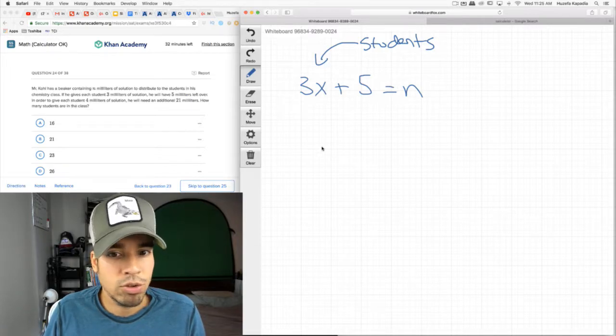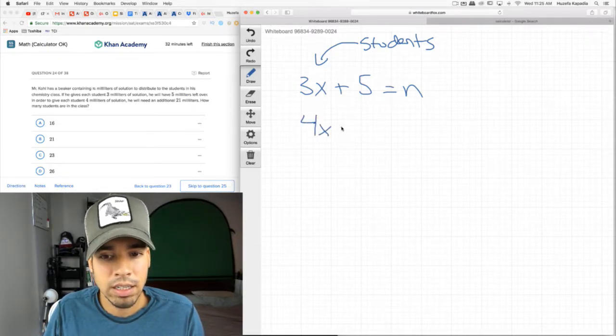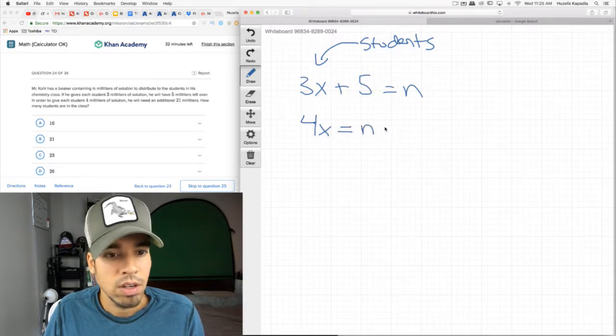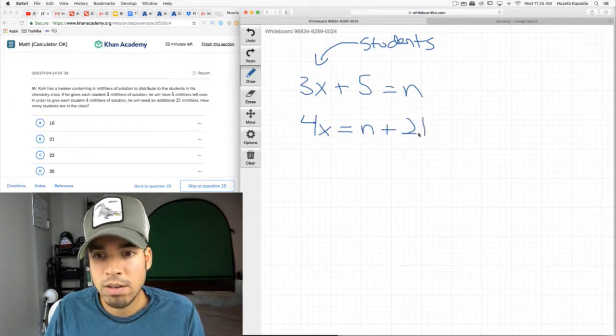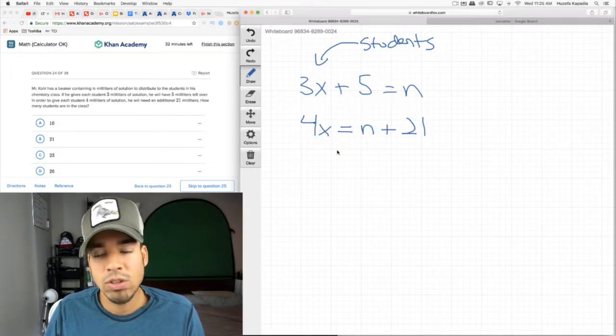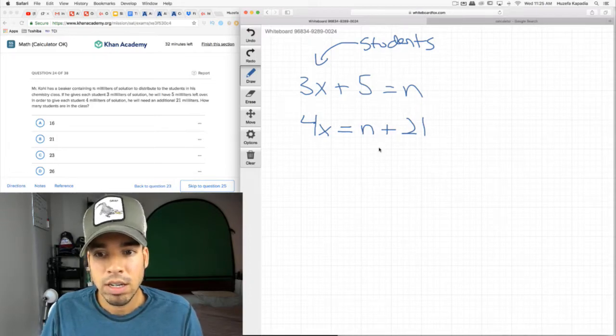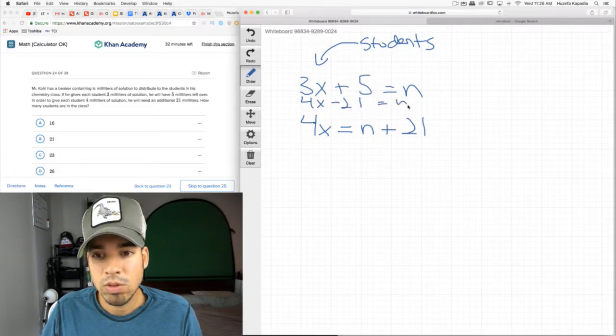In order to give each student 4 milliliters, he will need an additional 21 milliliters. So we need n plus 21 in order to give 4 times x. How many students are in the class? System of equations. Boom. Now we got to set up. Let's solve. And let's get the 21 over here. So we got 4x minus 21 equals n.